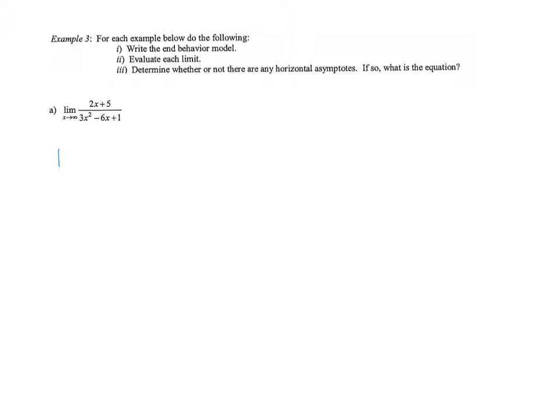For the first little piece there, what's the end behavior model? That's going to be, let's see, EBM for end behavior model. We just take the largest chunk in the numerator, so 2x, and we're going to divide that by the largest chunk in the denominator, so 3x squared, and that's going to reduce to 2 over 3x. Okay, so that is our end behavior model.